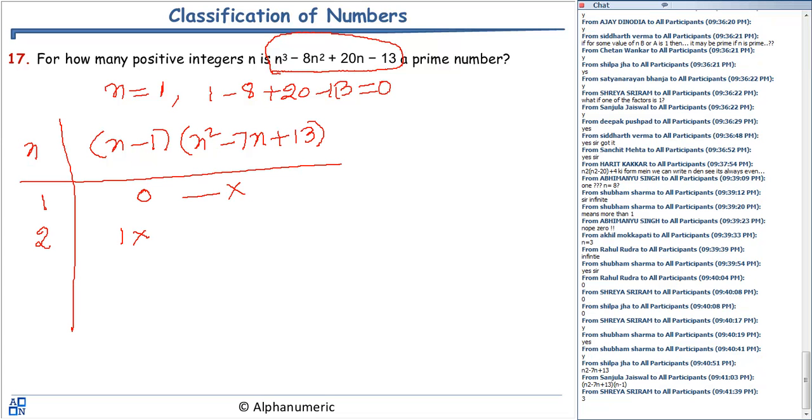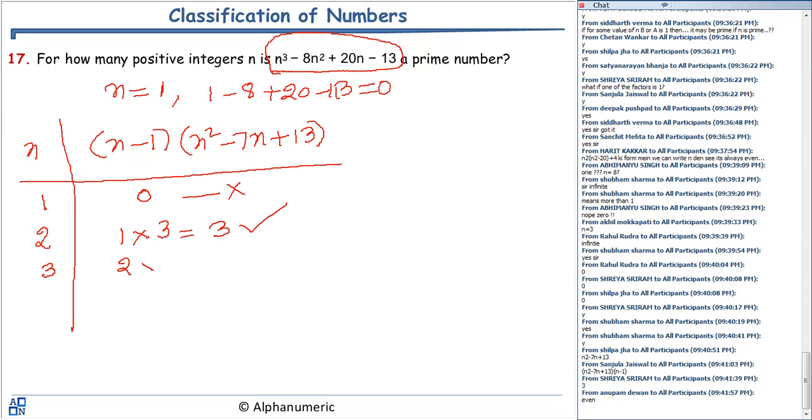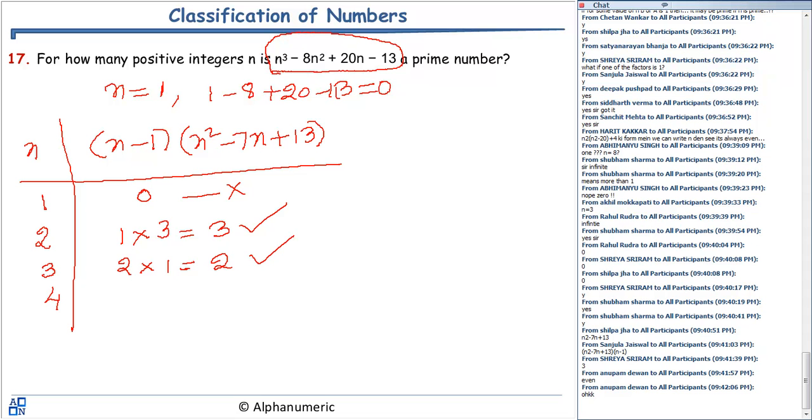After that, substitute n equal to 3. You will get this expression as 2 into 1, which is equal to 2. This is also a prime. Then substitute n equal to 4. You will get 3 into 1, which is equal to 3, which is again a prime number. So for n equal to 2, 3 and 4, you are getting a prime number. But after that, if you put higher values, it will not be a prime.